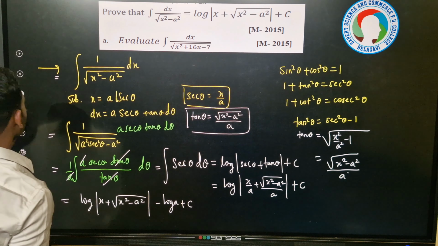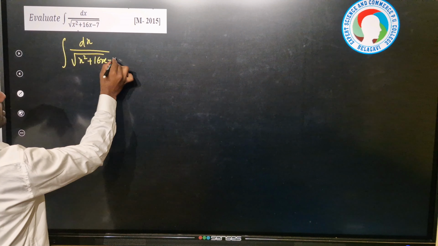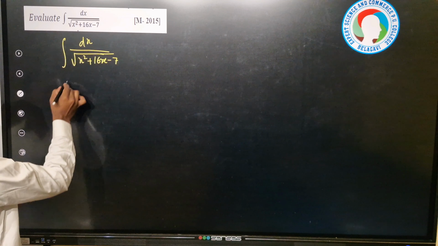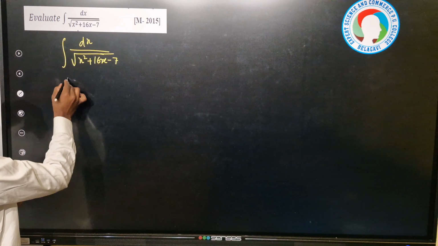This is your solution. Hence you will get the total 3 to 4 marks for this solution, and 1 or 2 marks for this problem. So what is the problem here? It is x square plus 16x minus 7. So here it is dx divided by x square plus 16x minus 7. So this is the example as in the last year.